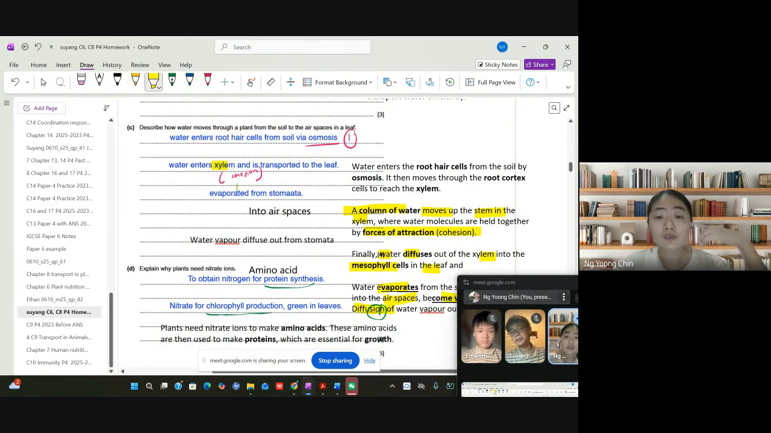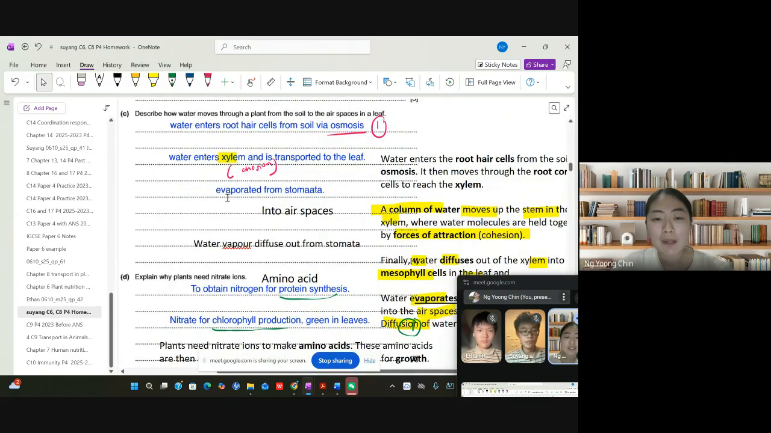So just describe it in more detail. How many marks? It's 4 marks. Like this, I can give you about 2 marks. You need to be more detailed. For this one, evaporate from the stomata, so you should say that it evaporates from the surface of the cell and gets into the airspace. Later, the water vapor will just diffuse out through the stomata.